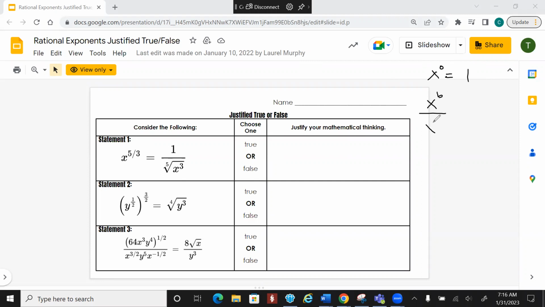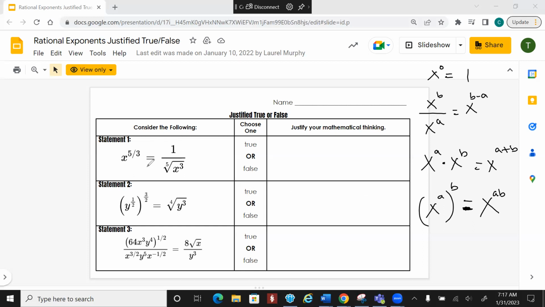How about this? If I had x to the b divided by x to the a, what would that give me? What would I do with the exponents here? Subtract, so b minus a, right? Okay. If I had x to the a times x to the b, what would I do? Add them. Okay. If I had x to the a raised to the b, what would I do with these? A power to the power means we're going to power up and multiply. Yeah, a times b.